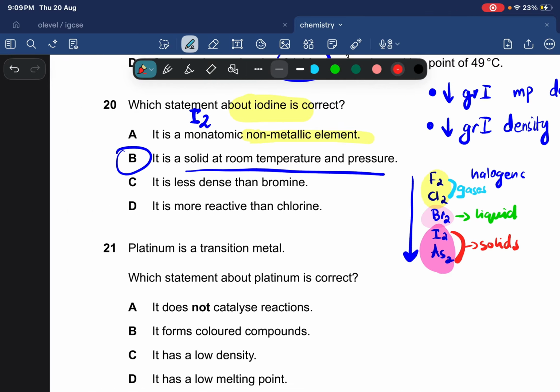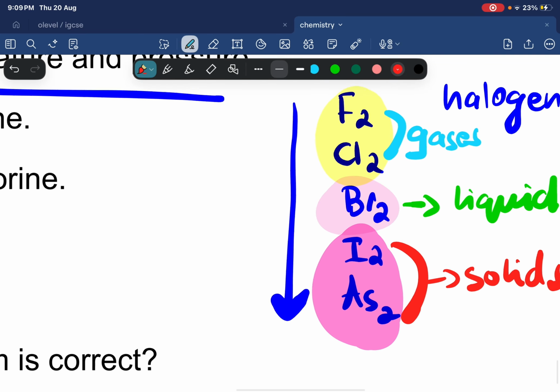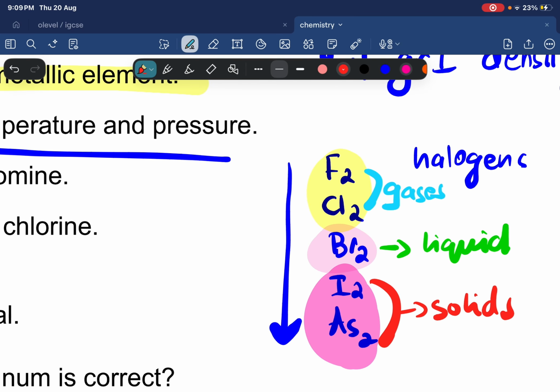Okay, it is less dense than bromine. No, the density is increasing as well. It is more reactive than chlorine. No, the reactivity decreases. So there's a more important point: the reactivity decreases down the group.